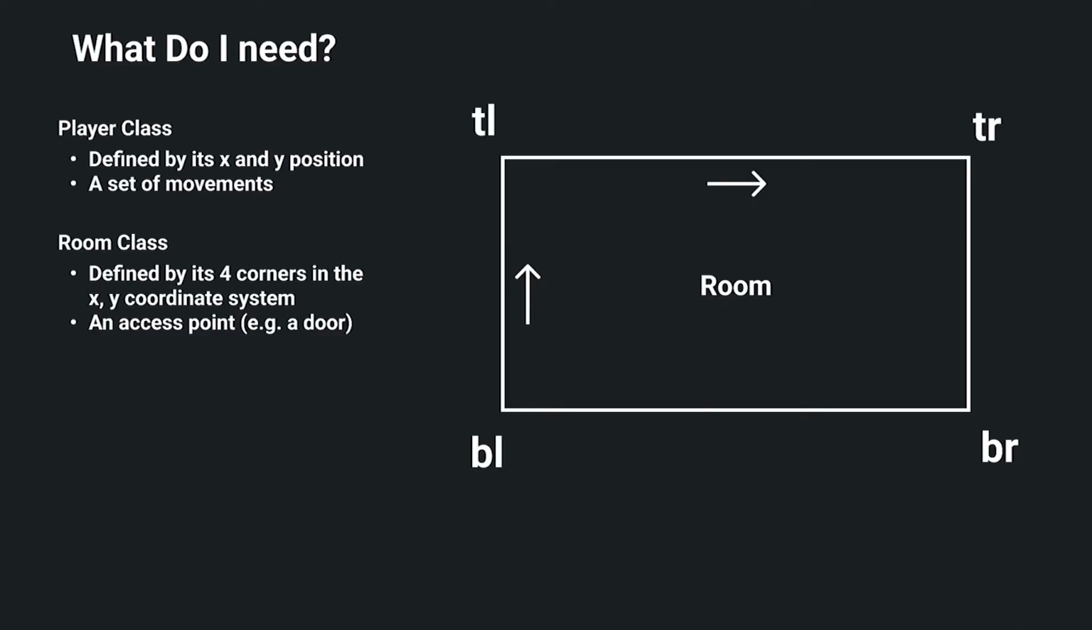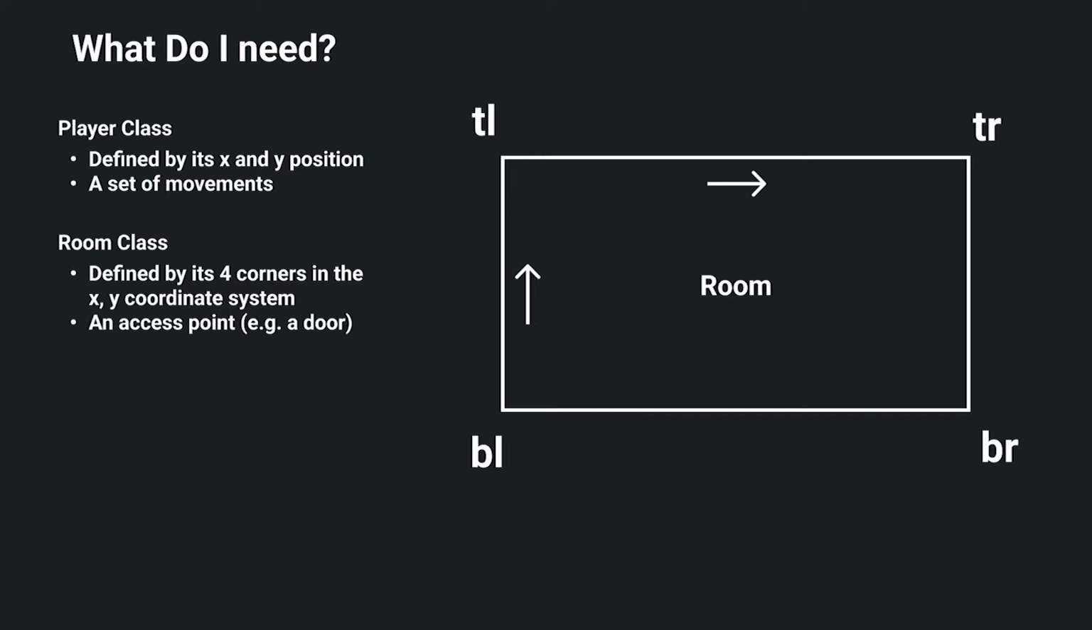Alright, so after this brief explanation, let's get back to the project. What I want to do in this case is to create a player class, which is just gonna need the position of the player in x, y coordinates, as well as a set of movements that can change said coordinates.